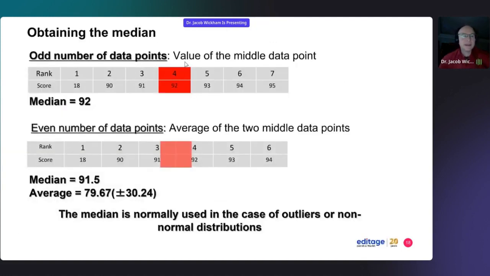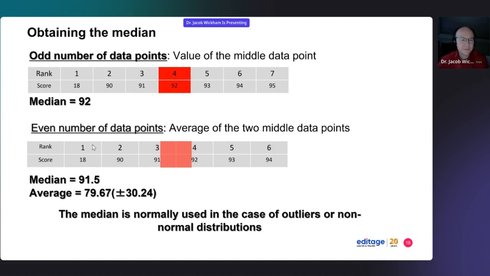So to obtain the median, if you have an odd number of data points, it is the middle value point. So the fourth rank, if there are 7 data points. And here the median is 92. And actually, this is much more useful in describing this data set because you have an outlier for your first data point. And then if you have an even number of data points, your median is the average between the 2 middle data points. And the median is normally used in the case of outliers or non-normal distributions.